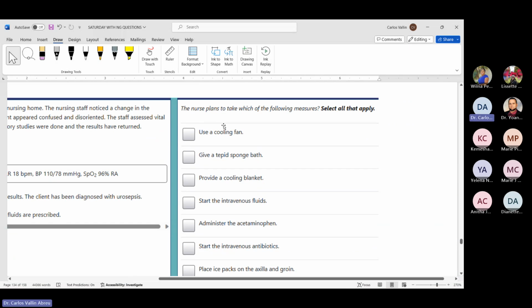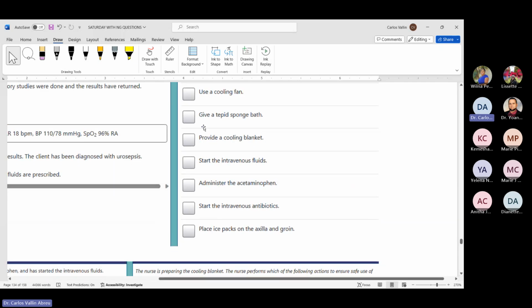The nurse plans to take which of the following measures? Okay, select all that apply. Let's see what we can ask here. Use a cooling fan. Give a tepid sponge bath. Provide a cooling blanket. Start intravenous fluid. Administer the acetaminophen, start the intravenous antibiotics, place ice packs in the axilla and groins.